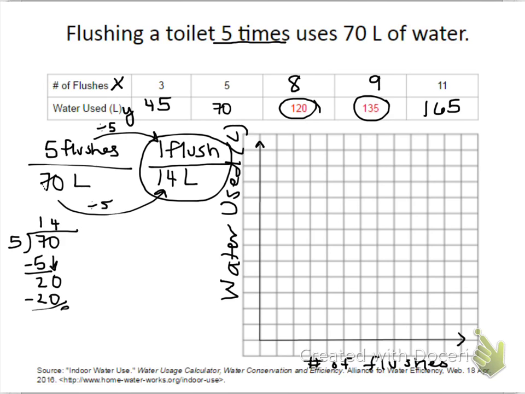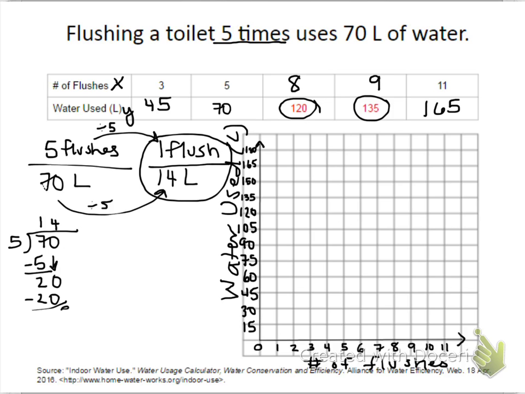Now that I have my axes set up, I need to figure out my scales. So along my x-axis, I need to go from 3 all the way up to 11. I'm going to use the same scale as I did the first time, where you have 1 along each line. For my y-axis, I need to go from 45 up to 165. That's a lot. So I'm going to go up by 15.